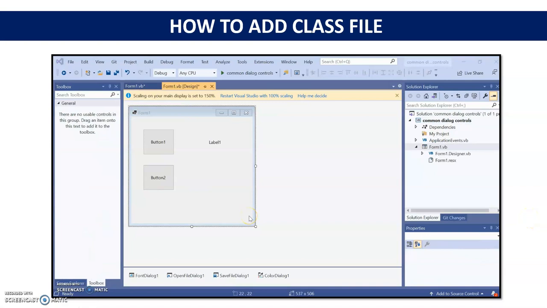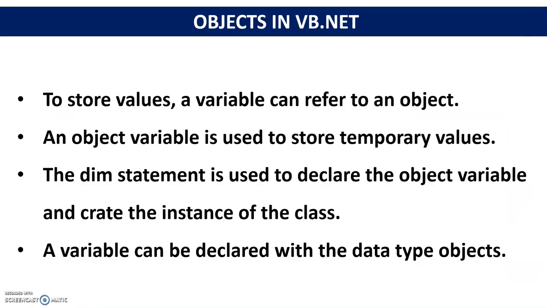Now, what is an object in VB.NET? We already know the concept of objects, but let's understand it in a different way. To store values, a variable can refer to an object. Whenever we store data, that variable can be referred to as an object, right? To store the values, we use objects. So the first thing: to store the value, a variable can refer to an object.